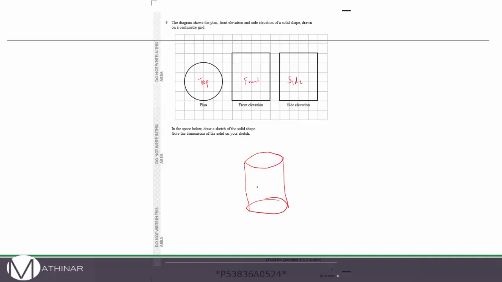So there's my cylinder. Now, because this is a centimetre square grid, I can see it's 5 centimetres tall. So I just need to mark out that it's 5 centimetres tall. I also can see that this circle has a diameter of 4. So I can mark either the diameter as 4, or I can mark out the radius as 2 centimetres. Or if you want, you can mark both of them out. And that is all you need to do. So that will get you your 2 marks.